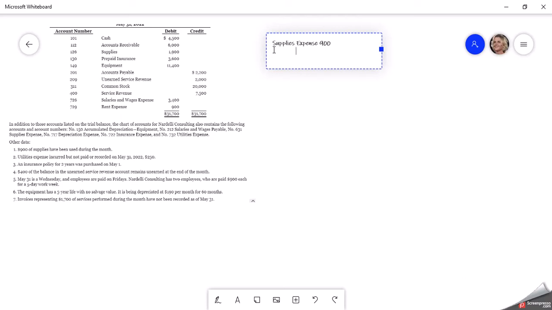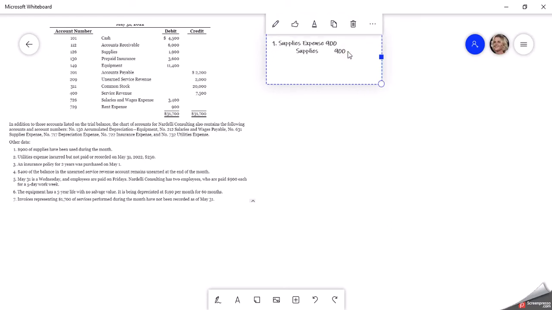So right now, supplies is an asset, and we set that asset up when we very first bought the $1,900. Now we're showing, okay, we've used some of those. So again, that's our number one entry. Then we'll come down here and do our number two entry.